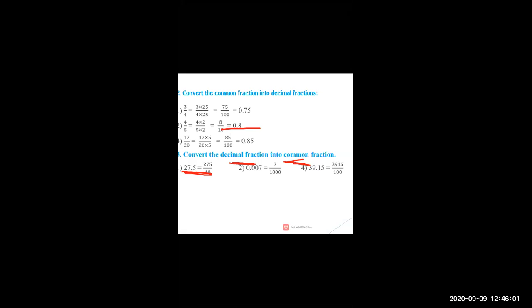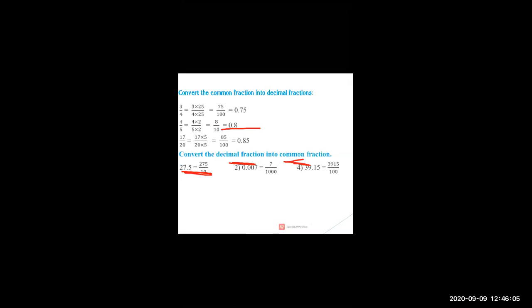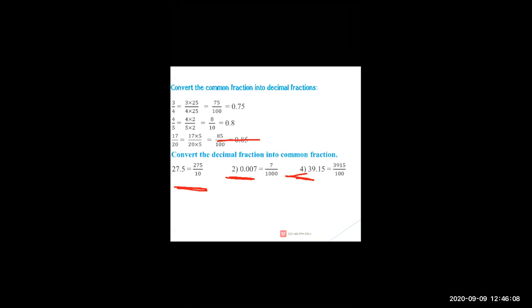See the next question, the second one. It is given 0.007. 0.007 is equal to: the main answer is 7. After how many digits is the point given? Before 3 digits it is given the point. So you have to write 7 upon 1000.